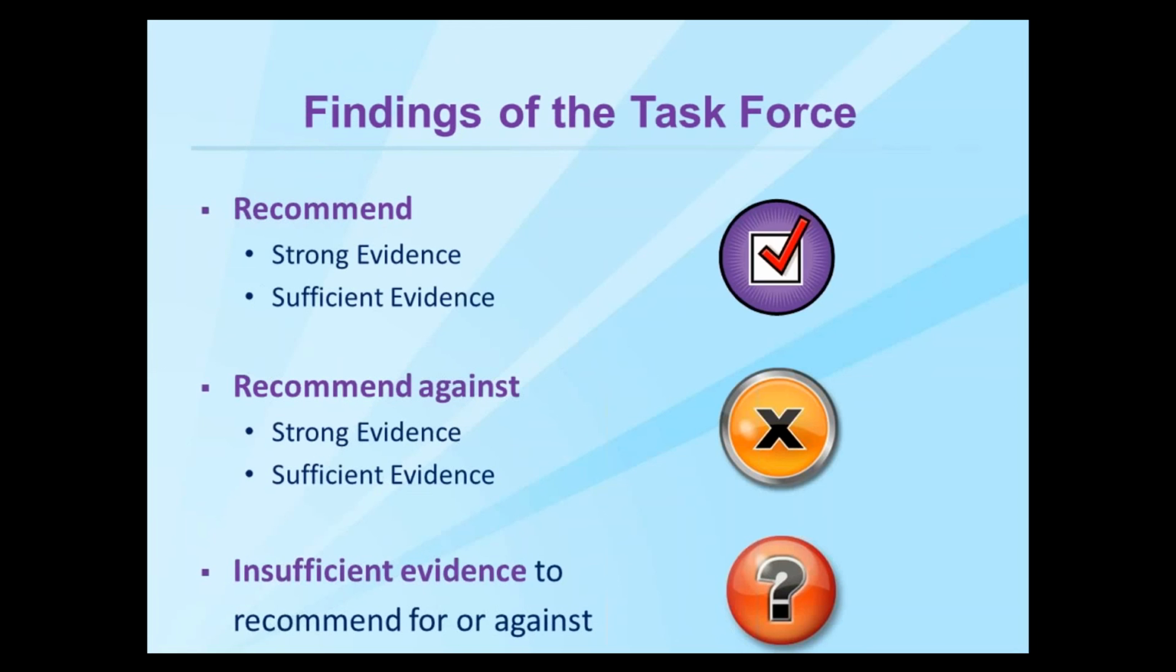Next slide. The task force puts all of this information together and comes up with one of three findings. It can either recommend an intervention on the basis of strong or sufficient evidence, recommend against for the same reasons, or it can say, at the current time, we don't have enough evidence to recommend for or against it because there's insufficient evidence. That doesn't mean it doesn't work. It means that we don't know, and you all may be very helpful to us in learning whether it works or not in the future.